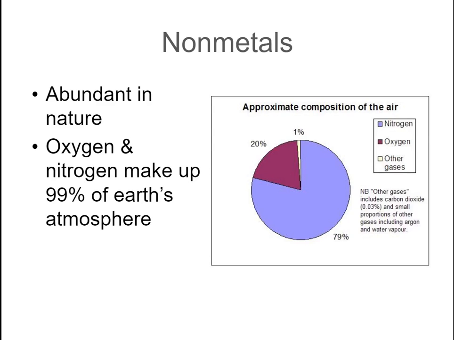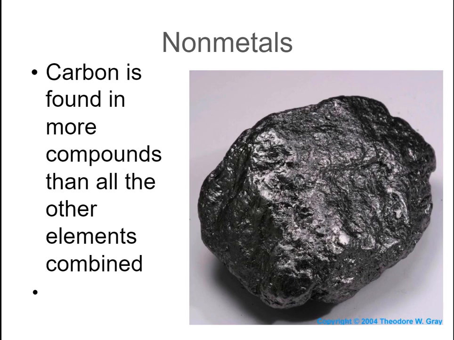Nonmetals are abundant in nature. Oxygen and nitrogen make up 99% of the Earth's atmosphere. We've talked about this already in class a little bit. That pie chart right there shows the breakdown. Carbon is found in more compounds than all other elements combined.